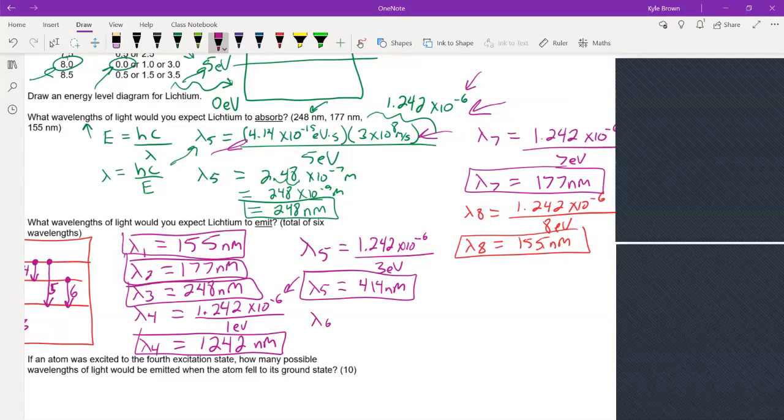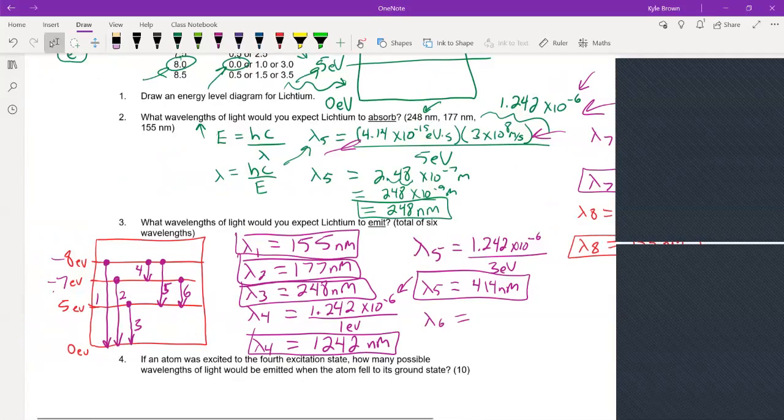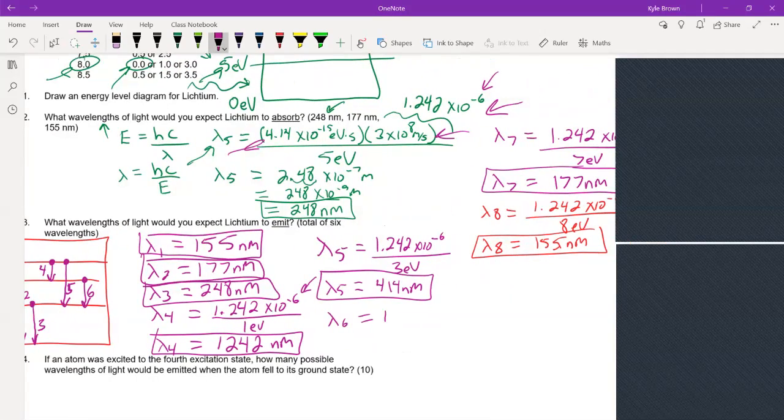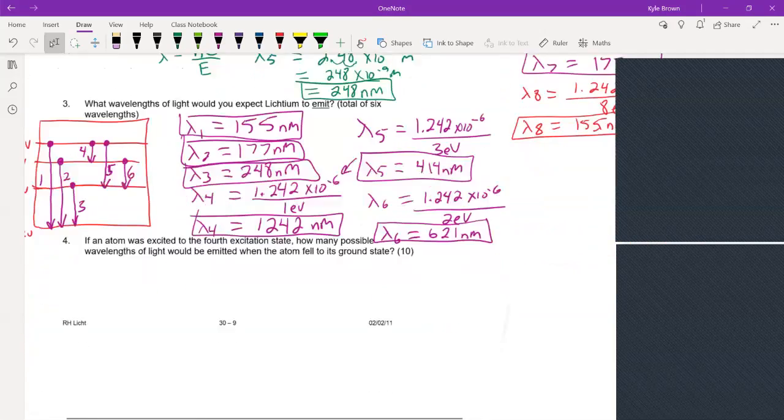And then wavelength six, so wavelength six went from seven to five, so that's a difference of two. So it'll be 1.242 times 10 to the negative six divided by 2 electron volts. So that one will be 621 nanometers. All right, phew. Okay, last one.